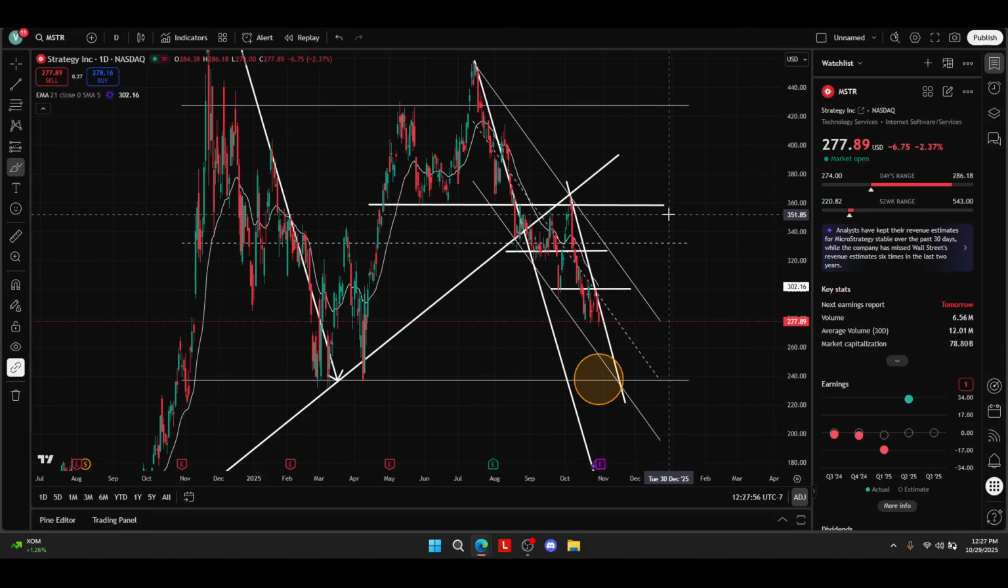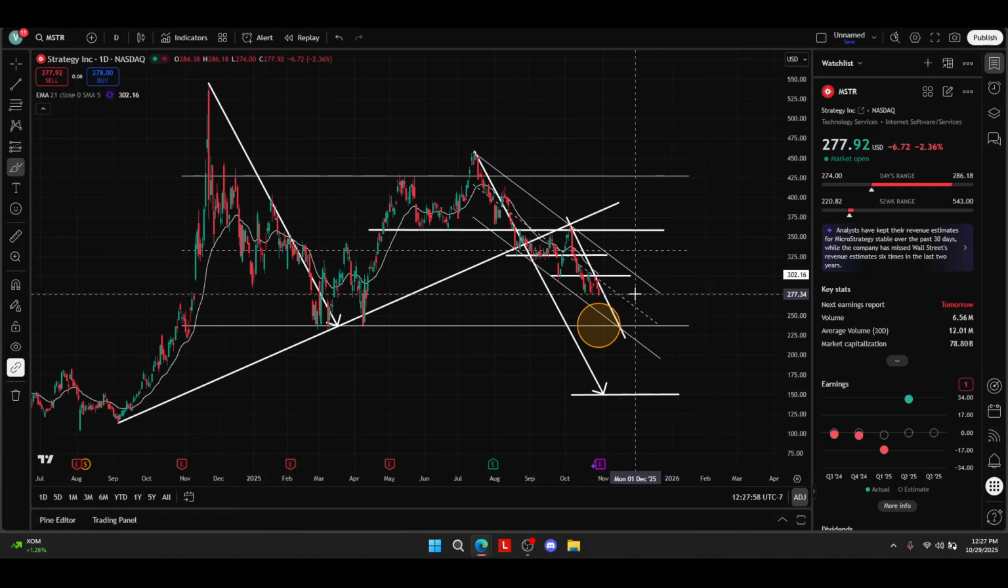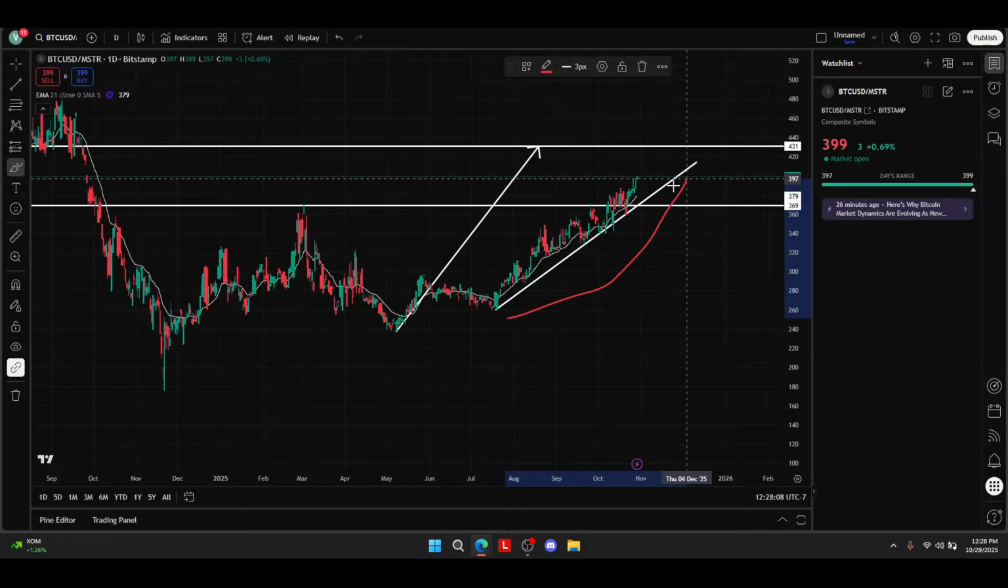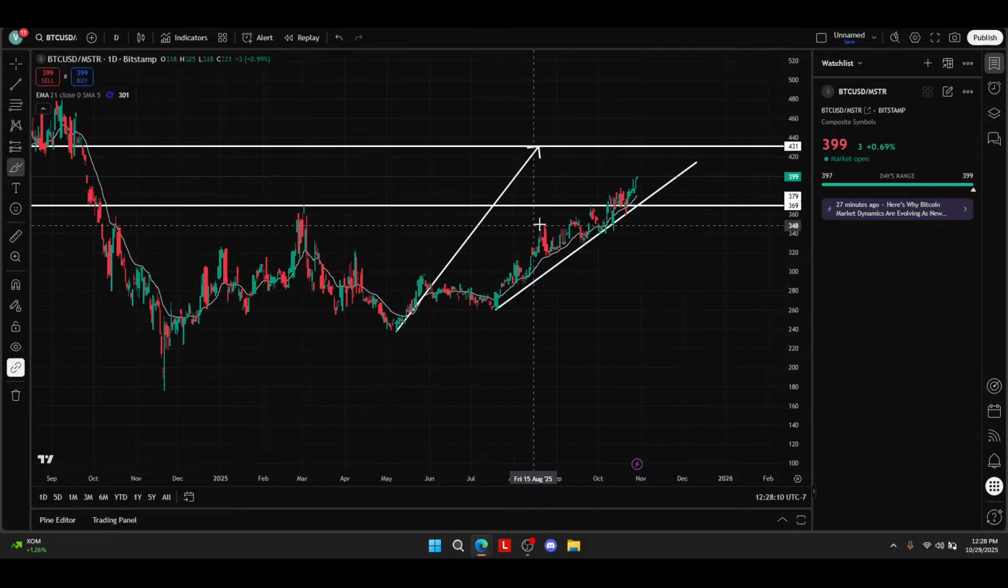We went over MSTR's chart. We went over Bitcoin's chart. Went over the ratio, just showing the outperformance and where the money is kind of flowing into. This kind of tells me the money is being flowed into Bitcoin instead of MSTR. That's just what the ratio means.